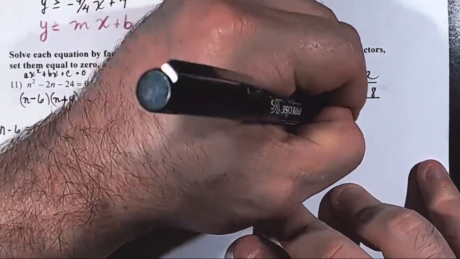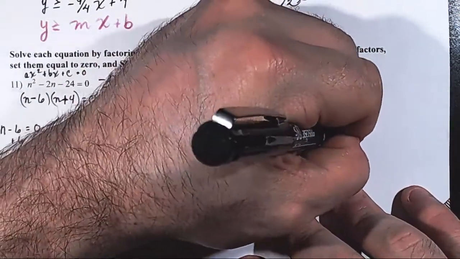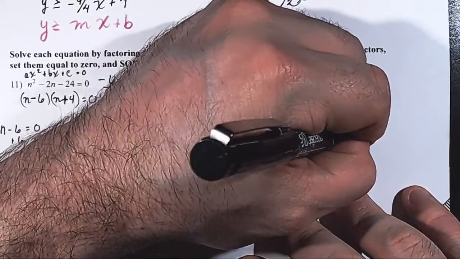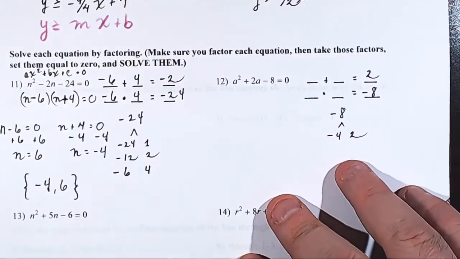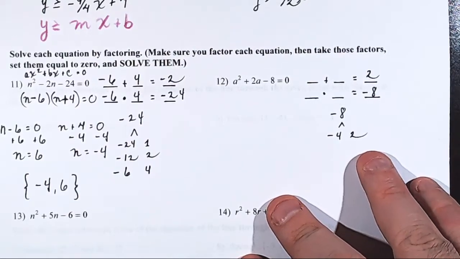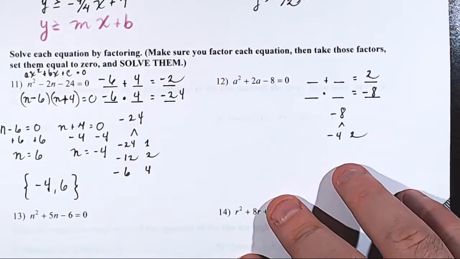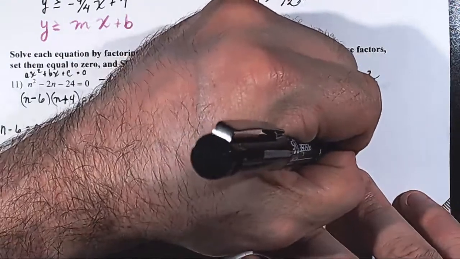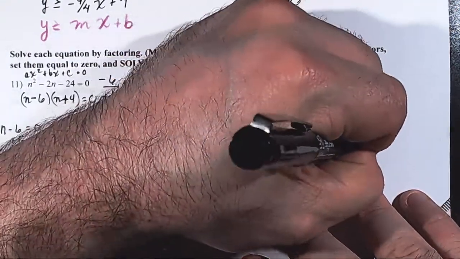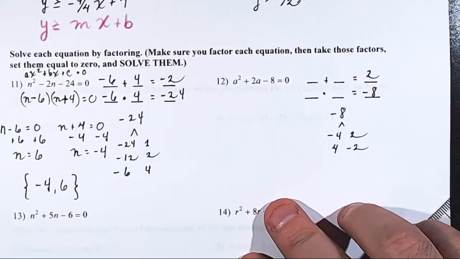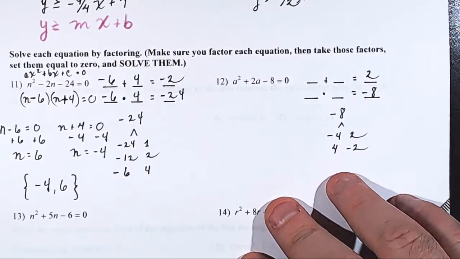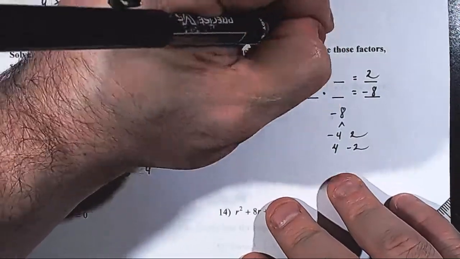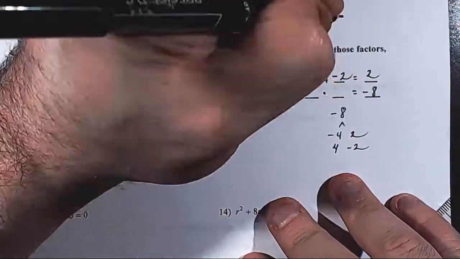-8, break it down. I could do -4 and +2. -4 and +2 equals -8 when you multiply, but when you add, you get -2. So why don't I flip those? I have +4 and -2. Now I still get -8 when I multiply, but when I add, I get 4 minus 2 is 2. So those are the factors, 4 and -2.